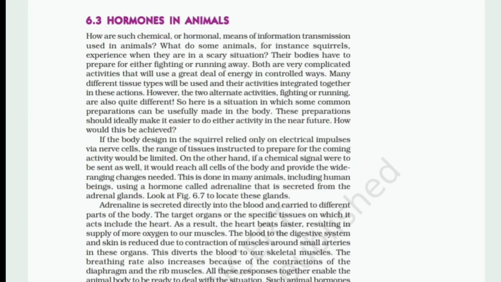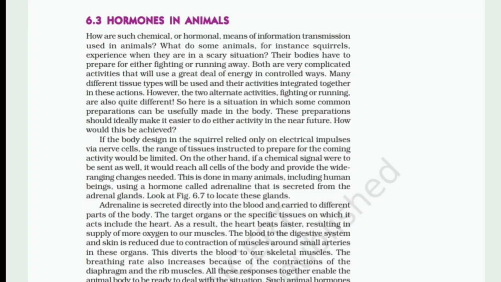However, the two alternate activities, fighting or running, are also quite different. So here is a situation in which some common preparations can be usefully made in the body. These preparations should ideally make it easier to do either activity in the near future. How would this be achieved? If the body design in the squirrel relied only on electrical impulses via nerve cells, the range of tissues instructed to prepare for the coming activity would be limited. On the other hand, if a chemical signal were to be sent as well, it would reach all cells of the body and provide the wide-ranging changes needed.